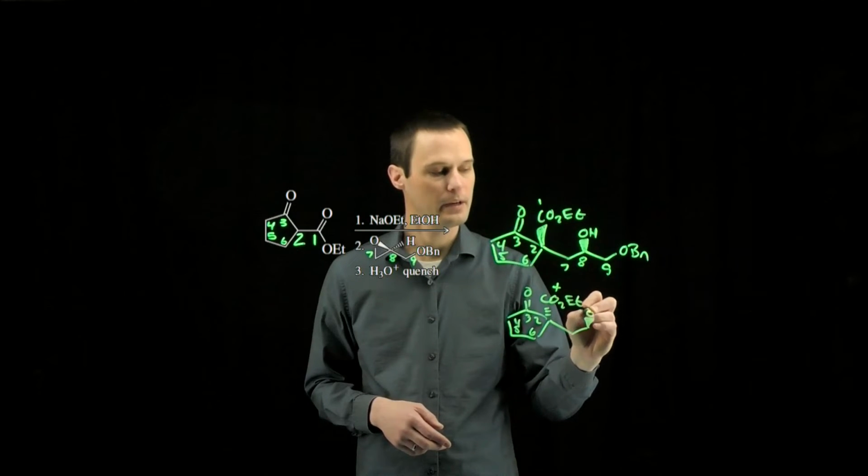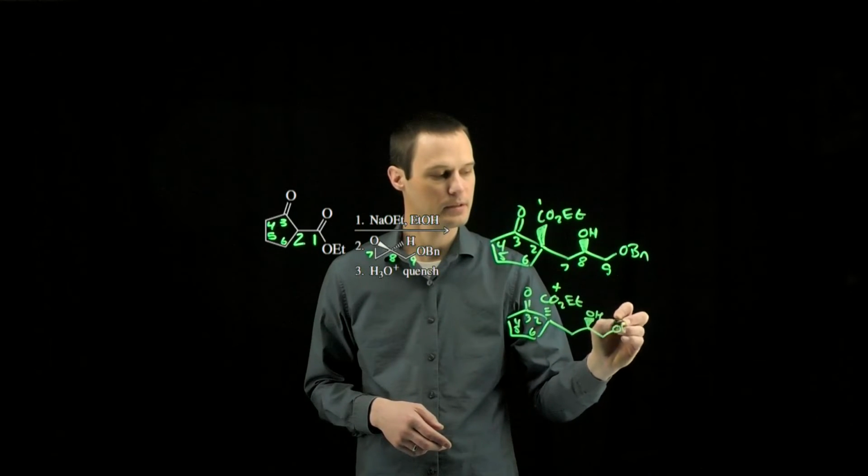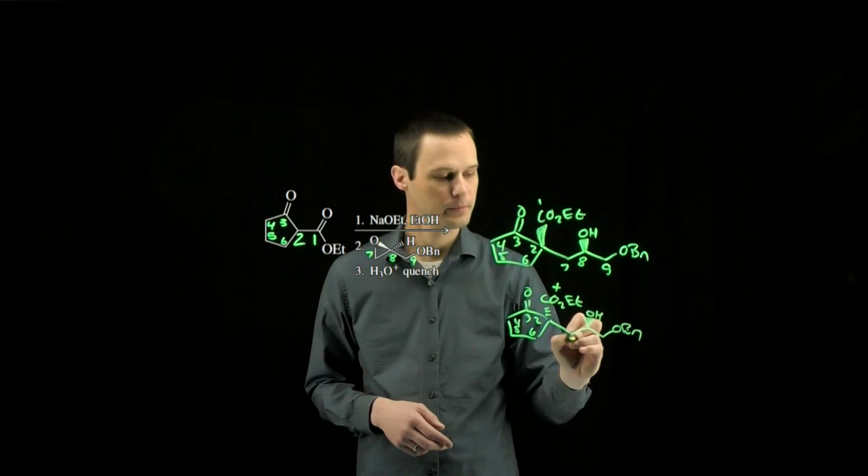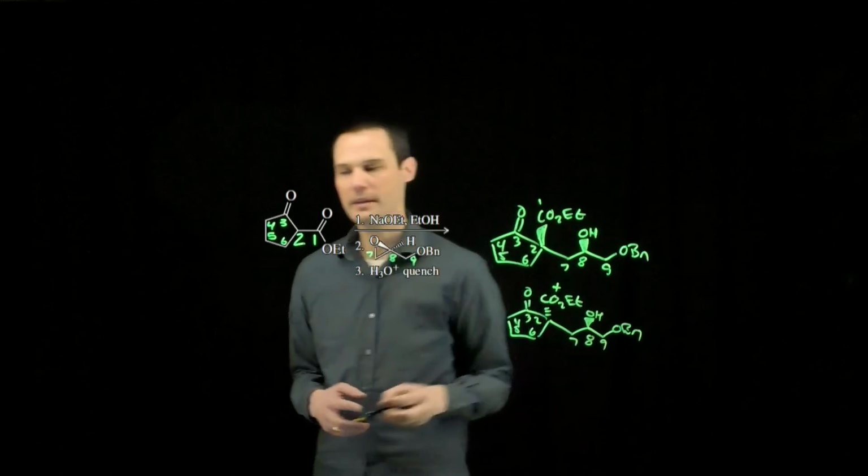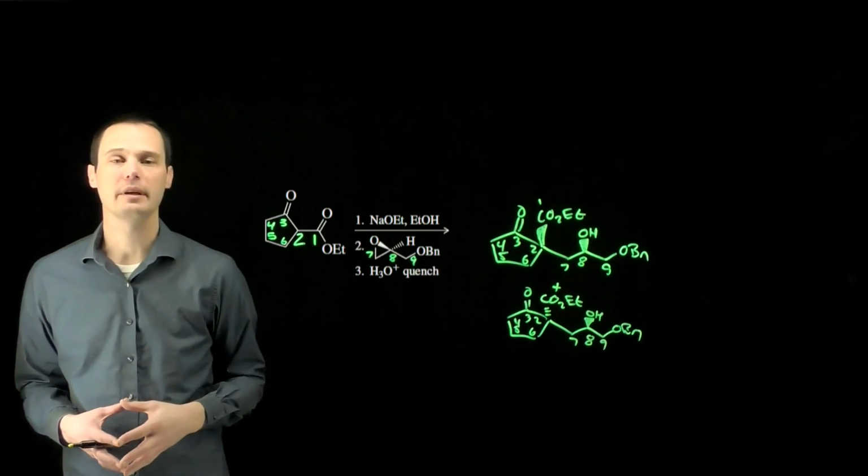The stereocenter at carbon 8, though, does not change. It was set in our reagents. So these two diastereomers are the product of this enolate alkylation reaction.